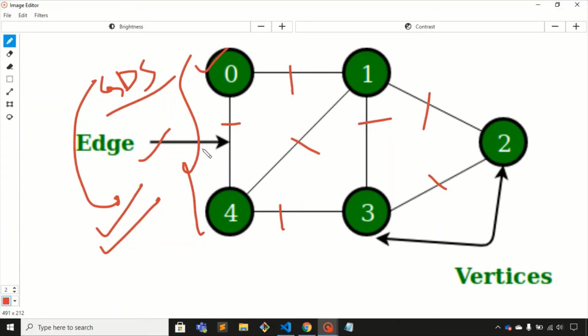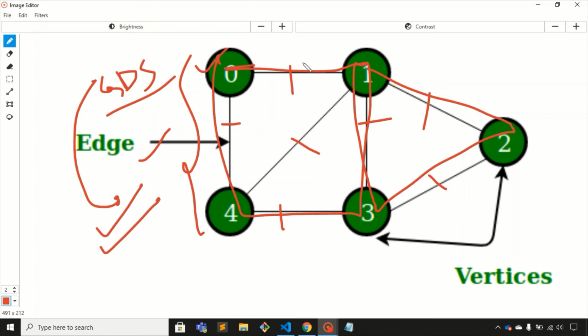Now what are the differences between graph and trees? So in case of graph we can have loops. So this is one loop, 1, 2, 3 and 1. This is another one, 0, 1, 3, 4 and 0. Okay, this is another one, 0, 1, 4, then 0. So in case of graph loops are possible, but in case of trees it is not.